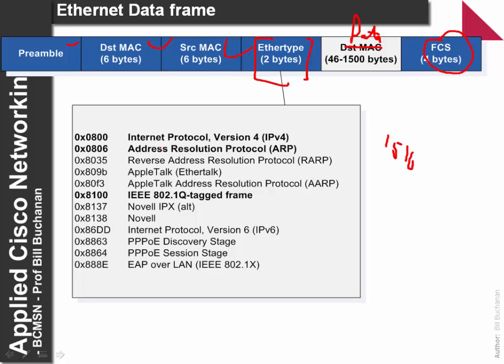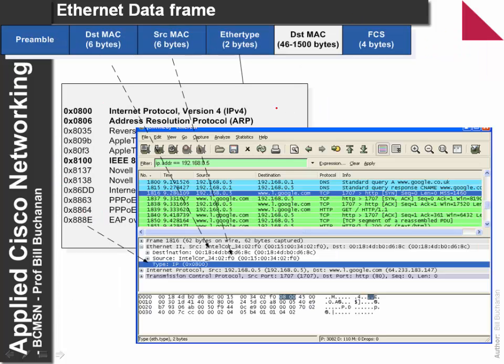So when we carry ARP traffic, we should see the hexadecimal value of 0806. If it's an IP packet, 0800. If it's a 1Q tagged frame, we should see the ether type of 8100. So we can see here an example. This is an IP data packet inside our Ethernet frame. Here we see the destination MAC address, here we see the source MAC address, and then we get an ether type of 0800, which is an IP packet.